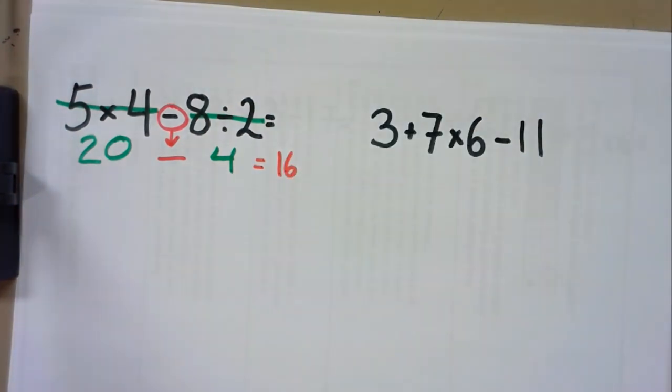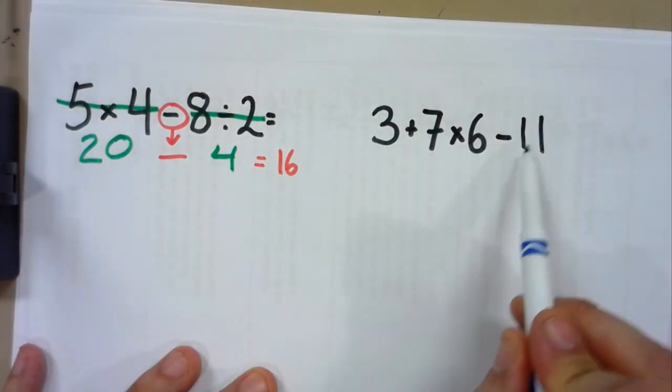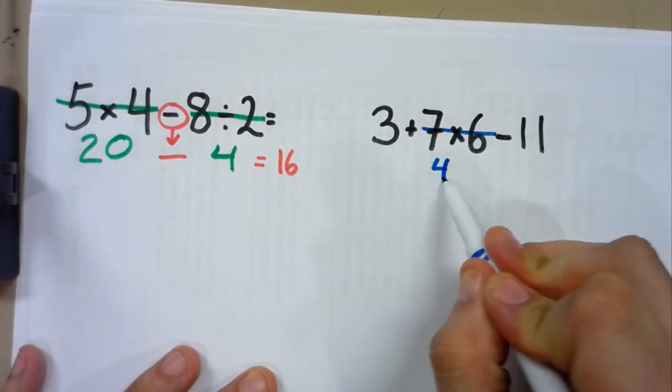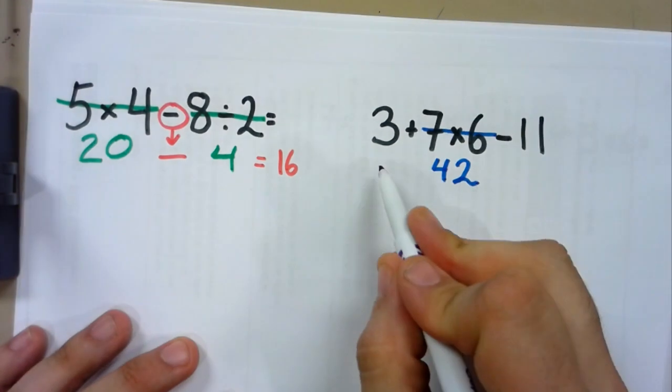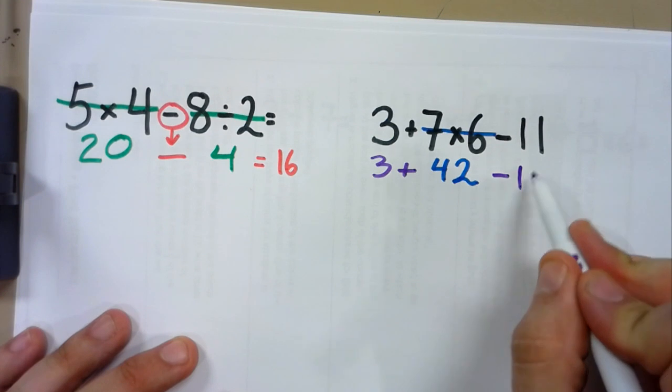Let's try this next problem. 3 plus 7 times 6 minus 11. First is my grouping operations, multiplication and division. That's right over here. 7 times 6. Well, 7 times 6, that's my favorite multiplication problem. I hope everyone knows that one. 7 times 6 equals 42. And so let's see, I'm looking for any more grouping operations. I don't see them. So I'm now going to go on to my counting operations, addition and subtraction. So I'm just going to rewrite those here. 3 plus 42 minus 11.